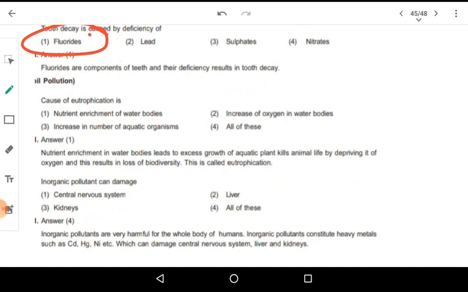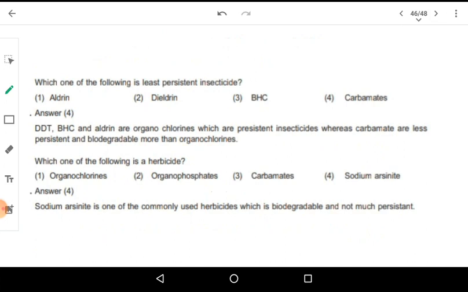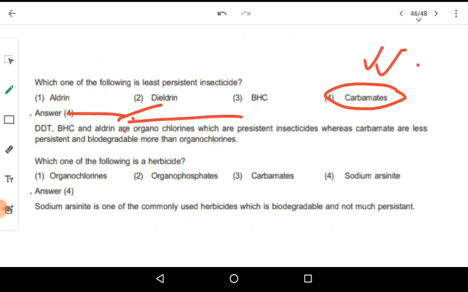Cause of eutrophication is the natural or nutrient enrichment in the water bodies, especially due to nitrates and phosphates. Inorganic mercury affects the kidneys and the central nervous system, so the answer should be option number 4. Which one of the following is the least persistent insecticide? Least persistent is asked, so it should be carbamates. These two are highly persistent. Even this is highly persistent, but this one is least persistent. And this we have studied in the previous chapter, benzene hexachloride, which is also known as gammexane.